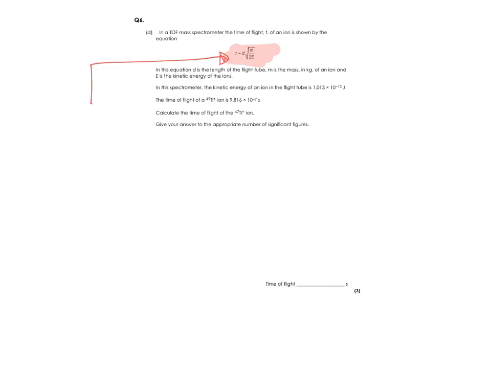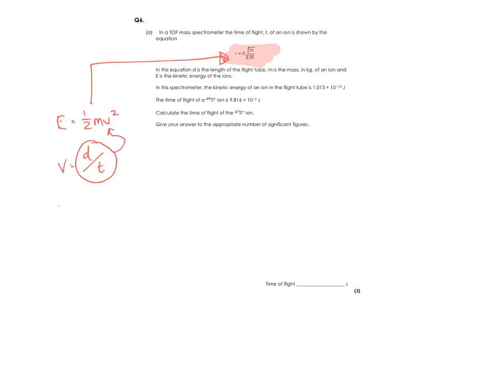So this comes from the kinetic energy equation, which is energy equals half mv squared, and it comes from the fact that v, which is velocity, can also be written as distance divided by time. So essentially what they've done here is substituted this distance divided by time equation in for velocity and then rearranged.